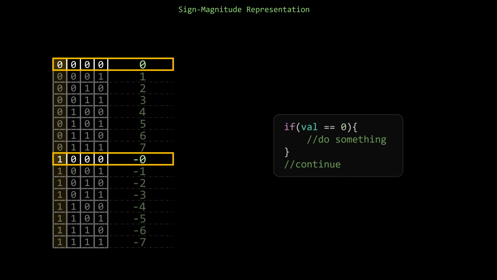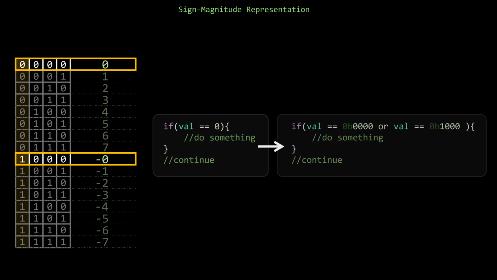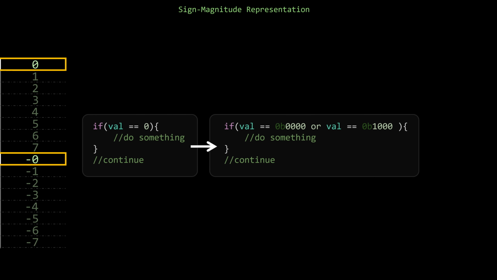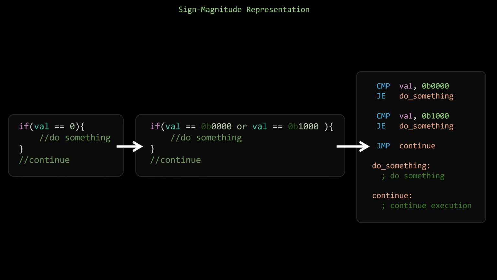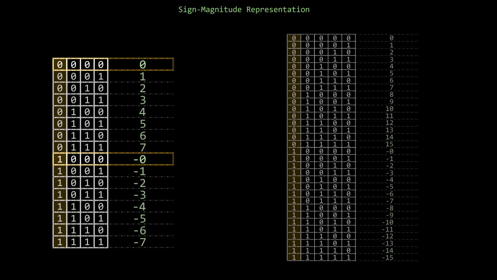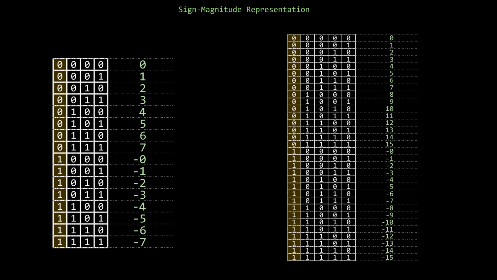Suppose computers used this approach, and we wrote a line of code like this. Internally, it would effectively need to be treated like this. At the machine level, the processor would need to account for two different representations of 0 when what should conceptually be a single comparison is performed. For these and other reasons, sign magnitude representation is not commonly used for integers in modern general-purpose computers.